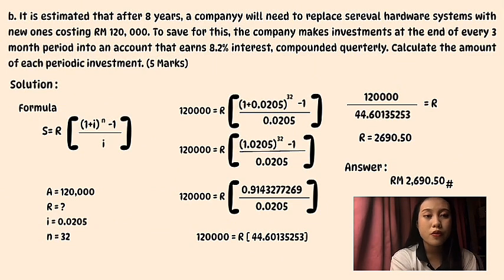For the first question, a company needs to buy new hardware in 8 years. The cost is 120,000 ringgit. They save money every 3 months in a bank that gives 8.2% yearly interest. After using the formula, we find they need to invest about 2,690 ringgit and 50 cents every 3 months.